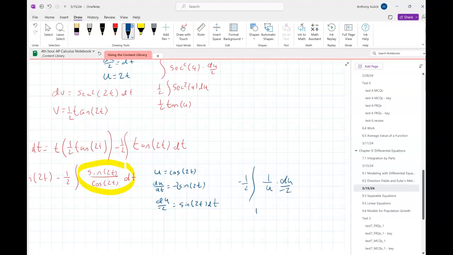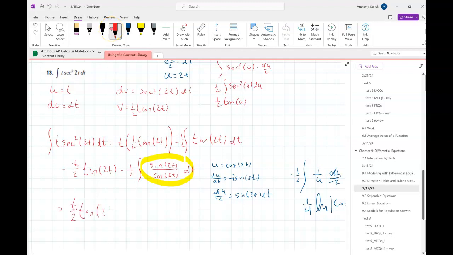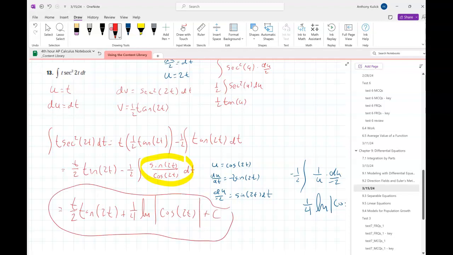So that's going to just give me 1/4 natural log of cosine 2t. Does that feel okay, Pierce? And that ought to do us, right? Just a plus c at the end. So I suspect that's the answer in the back. I guess I should look, right? But that felt pretty good doing it.